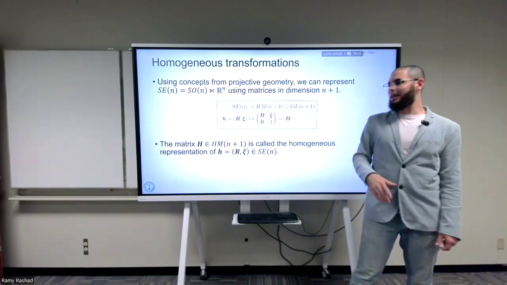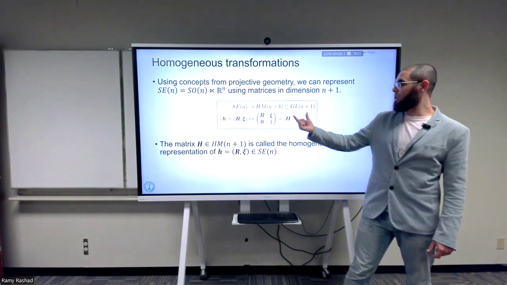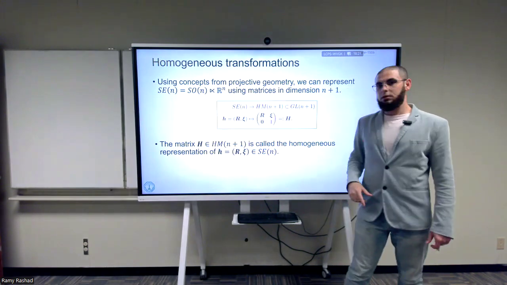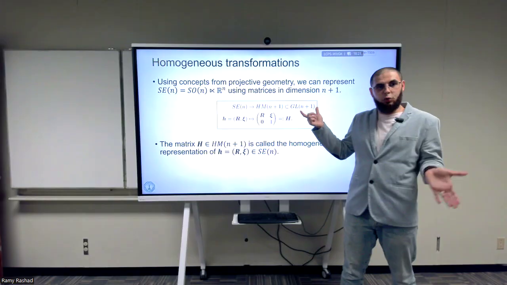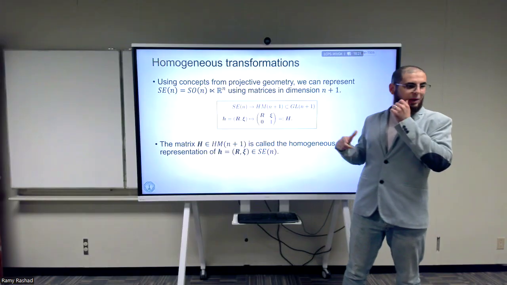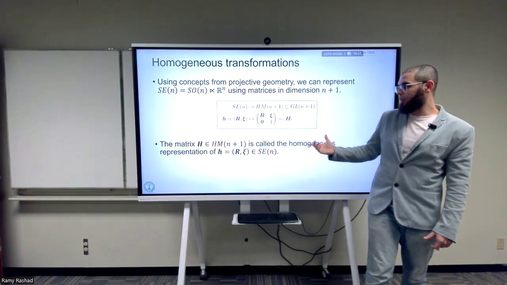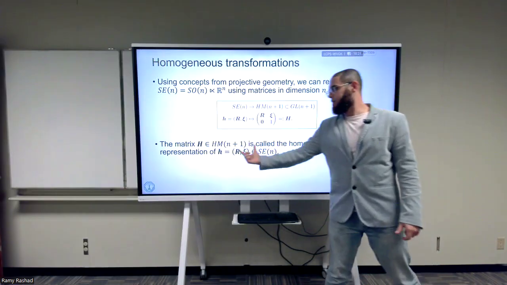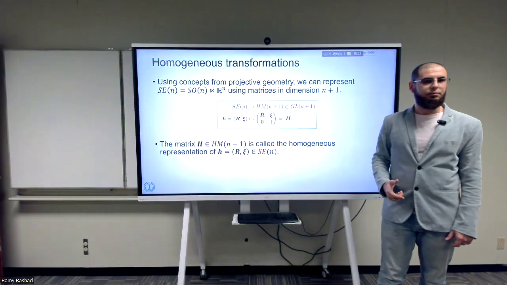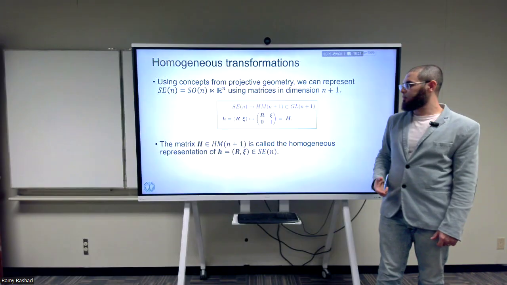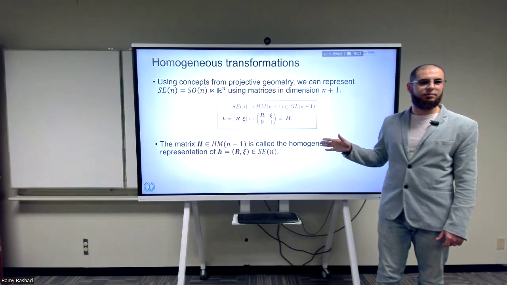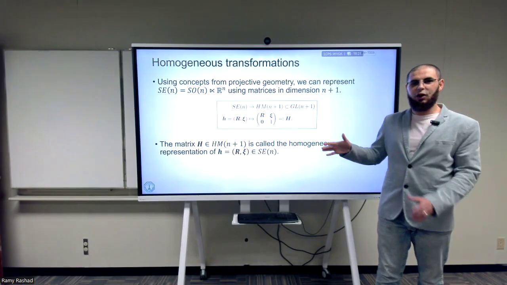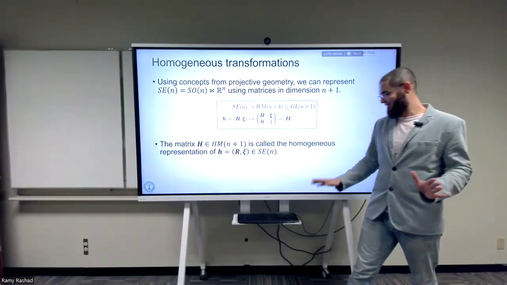And this is what we're going to be calling capital H. The capital H, which lives in this space, a subset of the general linear group in 4 dimensions, if you're talking about SE(3), is actually called the homogeneous representation of this element. And this is usually what you start with in robotics. You see how much math is there? That's all.